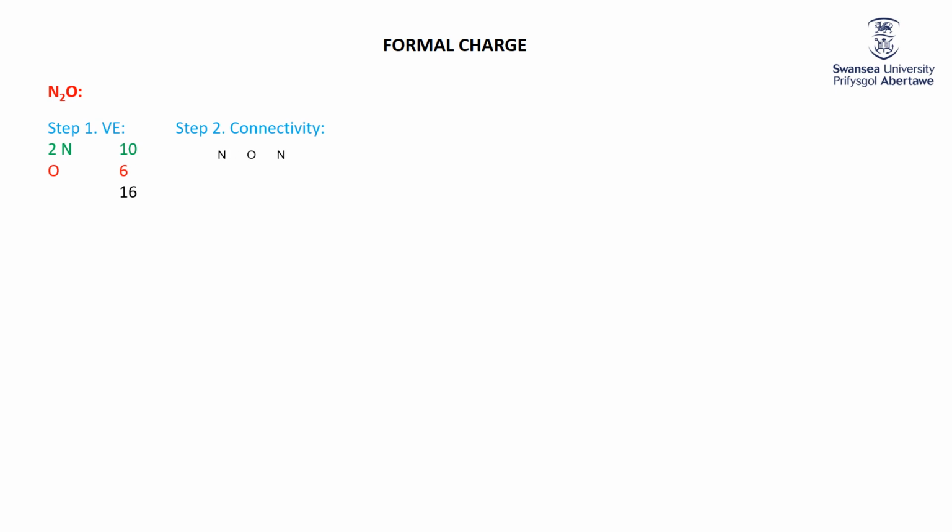Oxygen has 6 valence electrons, 10 plus 6, 16 valence electrons. Go to the connectivity. Well, we could either do it NON, which is what some people do because it looks nicer, or we go NNO. Which one's correct? Well, 2 clues. First one is nitrogen is less electronegative than oxygen. It goes in the middle. The other clue is that, of course, non is the French for no. This is not the structure.